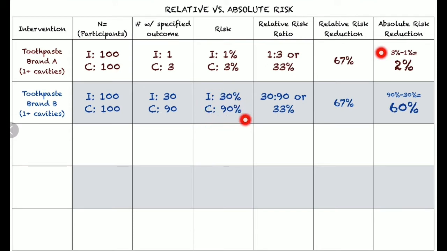So if you don't use our intervention, your risk is 90% as compared to 3%. And that's what makes this so different over here. Now, let's move on to a real-world example. So this is a well-known example in the field of statistics.